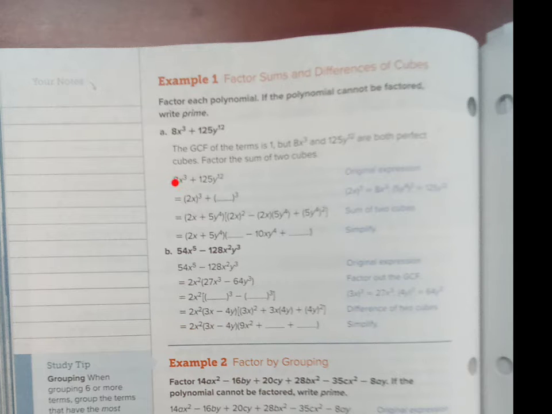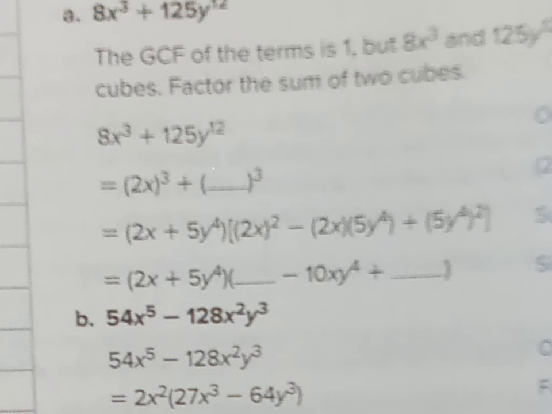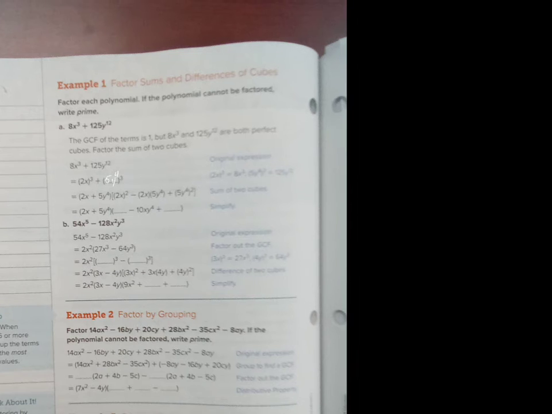So they say, okay, well, the cube root of 8x cubed is really 2x, and then we would cube it. Then the cube root of 125y to the 12th is really 5y to the 4th. All right, so then they go through it. Now I'm going to show you what I do with this.